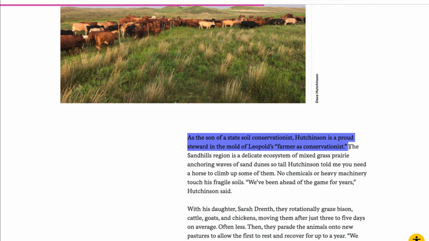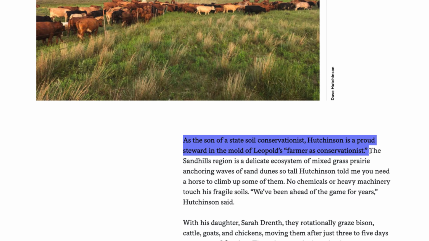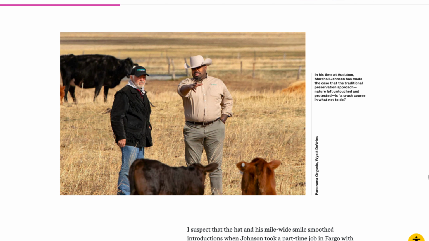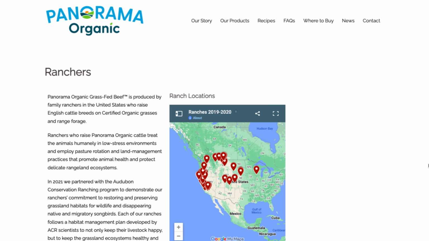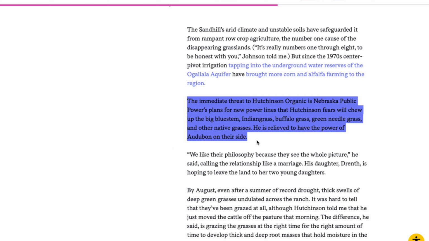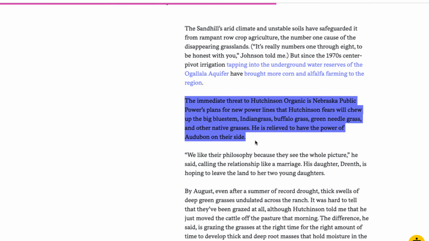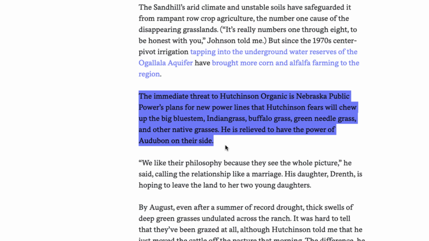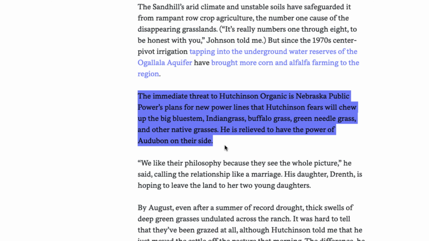Dave is the son of a state soil conservationist and a proud steward of the land in the mold of Leopold's farmer as conservationist model. Still, Dave is not a fan of environmentalists. In fact, Dave was one of the most reluctant of Panorama's farmers to sign up with Audubon. However, Dave faced an immediate threat, for Nebraska Public Power had plans for a new power line that threatened to chew up the grasses his cattle needed. So he was eager to have Audubon's political clout on his side.